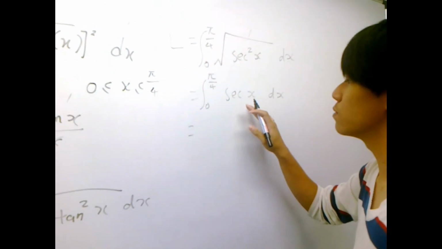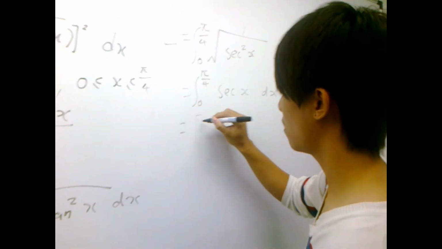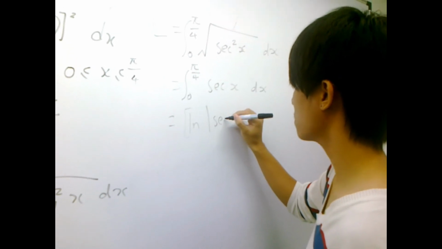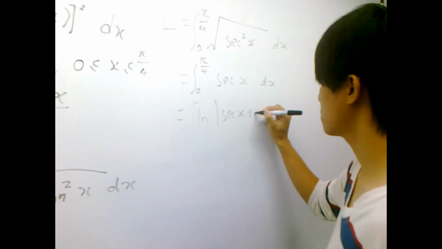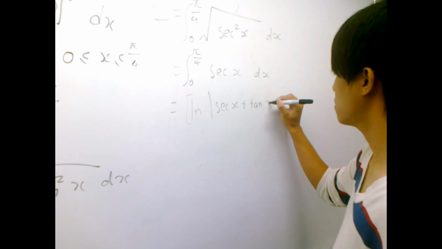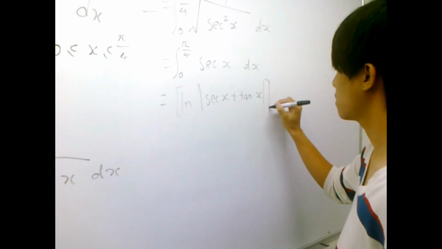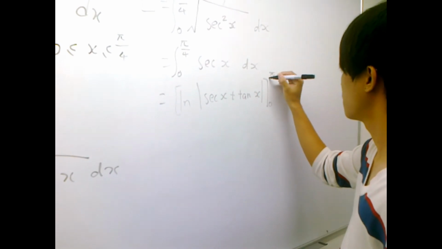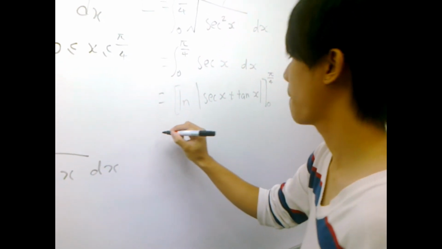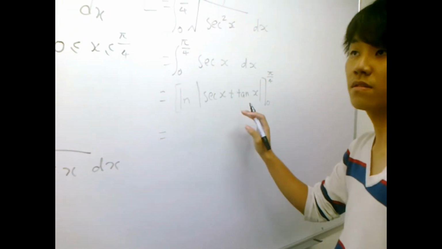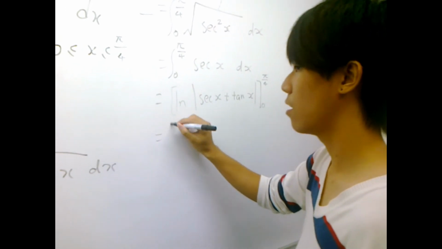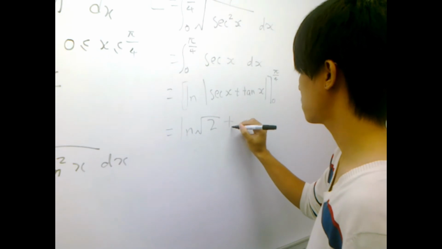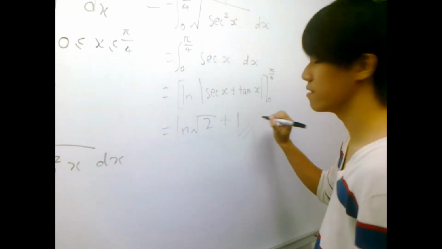And as we integrate this, we'll get ln modulus of secant x plus tangent x from 0 to pi/4. And as you solve this, you get the answer to be ln of square root 2 plus 1. And this is the answer.